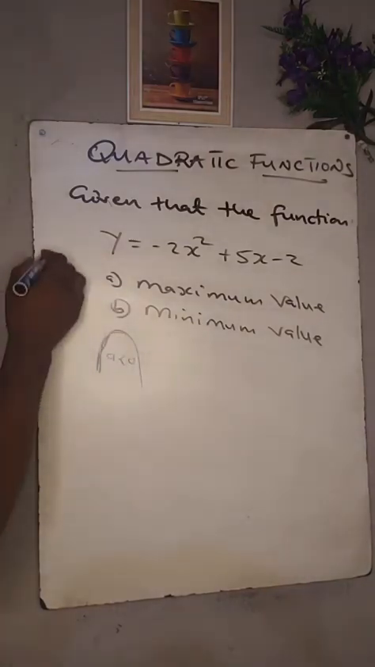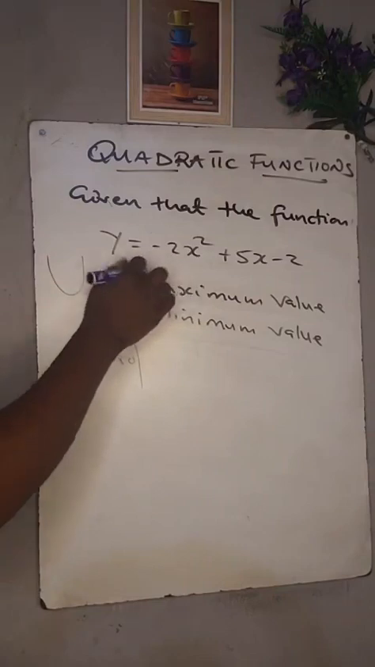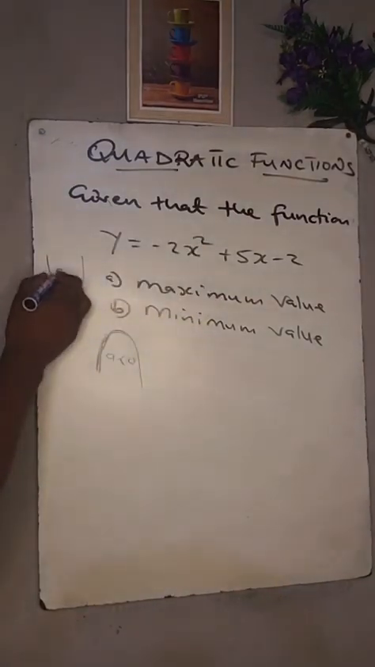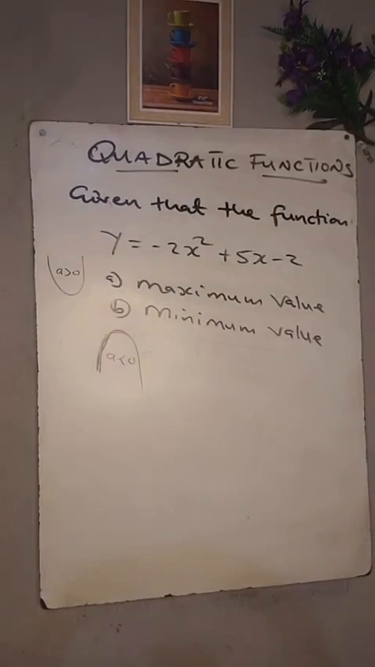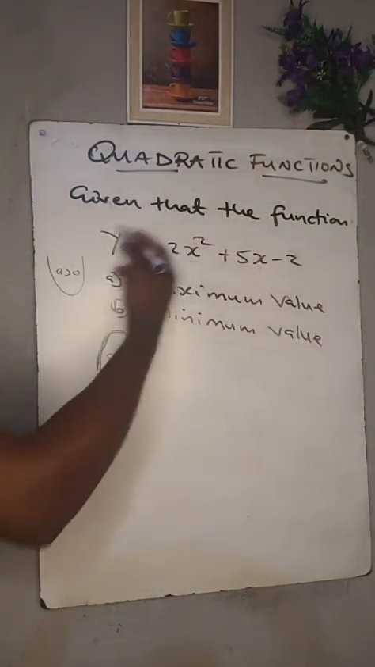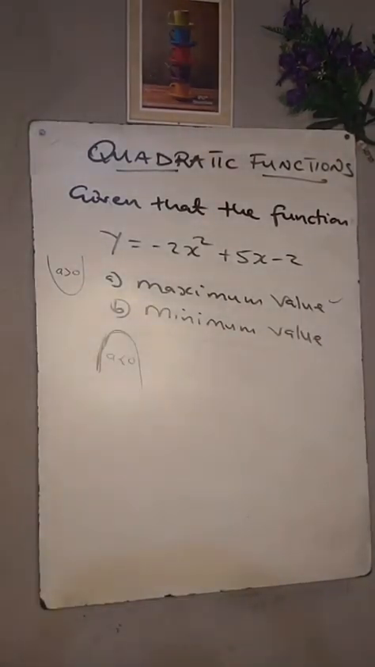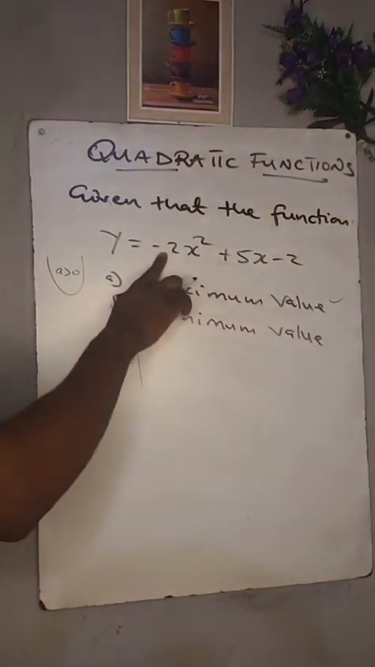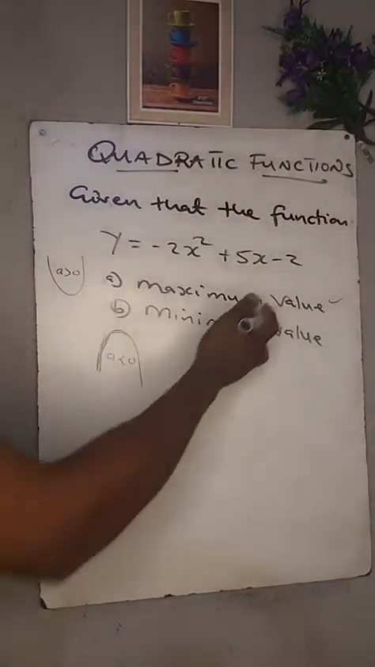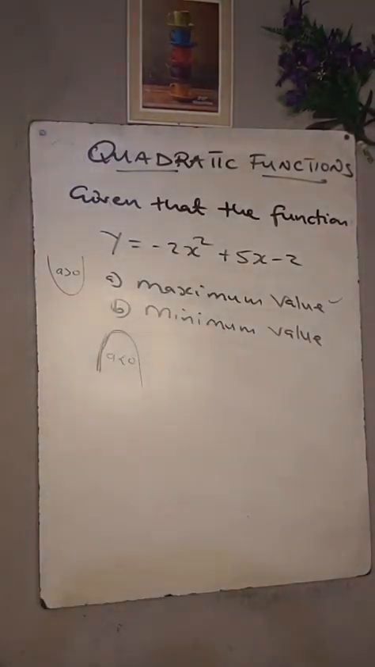We would have had this curve if the coefficient of x squared was greater than 0. So, for that reason, this function will have a curve of this form. Hence, it will have a maximum value. So if it has a negative coefficient of x squared, just say it has a maximum value. If it has a positive, it's a minimum value. All right. That's how you know.